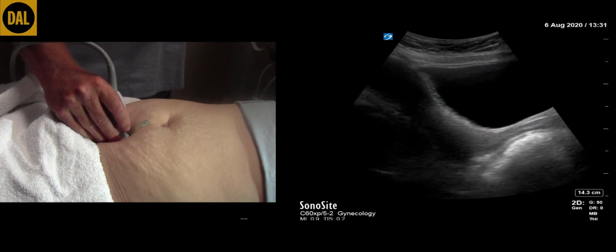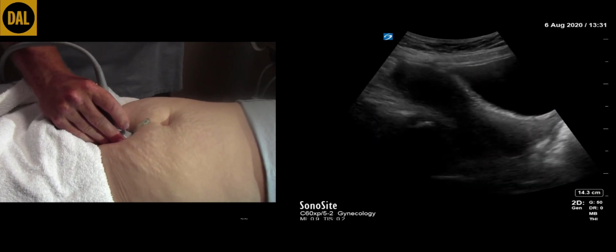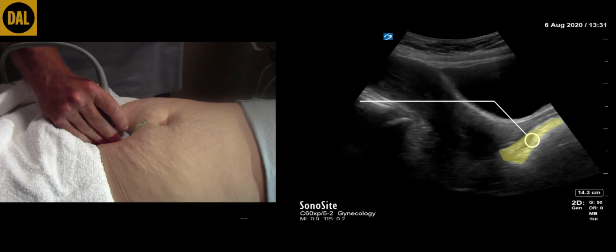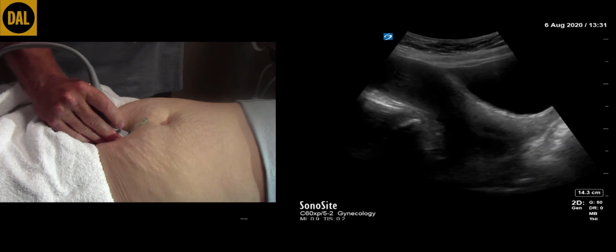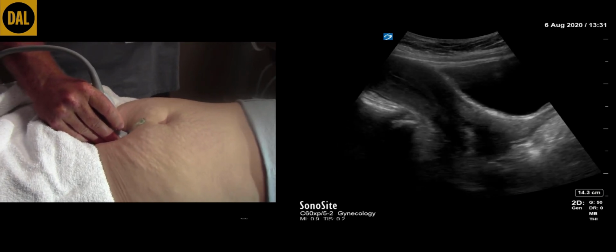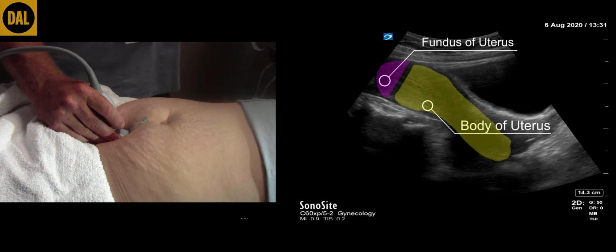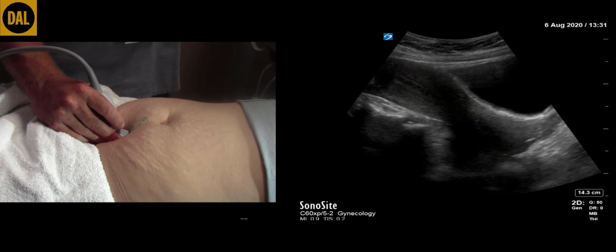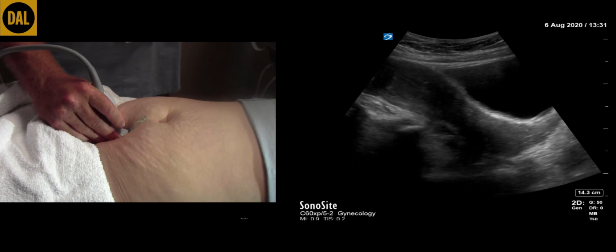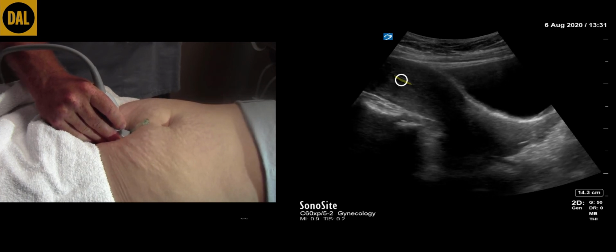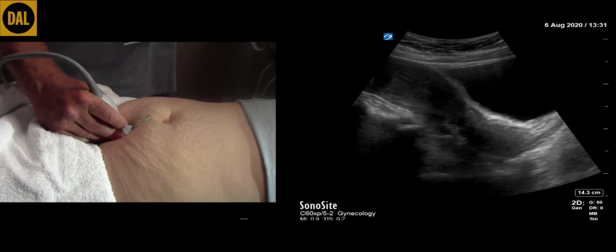Deep to the uterus and vagina is the rectum, and in this image we can see a brightly hyperechoic line consistent with air in the rectum. Tilt the transducer cranially in order to visualize the body and the fundus of the uterus. Take care to utilize the acoustic window provided by the bladder to visualize these structures. A brightly hyperechoic line is often visualized within the uterus, and this corresponds to the endometrial stripe. This line is at its thickest just before menstruation.